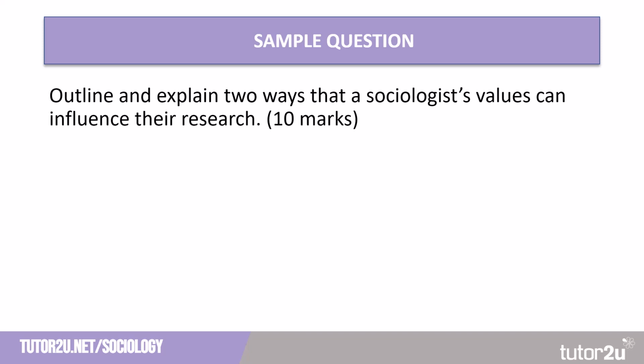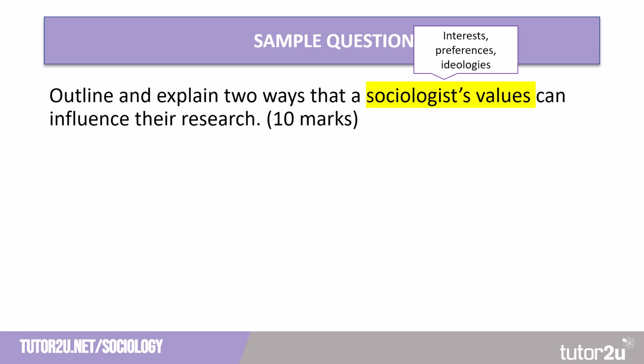The first thing we need to do here is decode the question and see what it is really asking us to do. Often these questions can be worded in a very tricky manner that catches some students out. So let's decode the question. First of all, we have sociologists' values. Now this can include their interests, their preference, their ideologies.